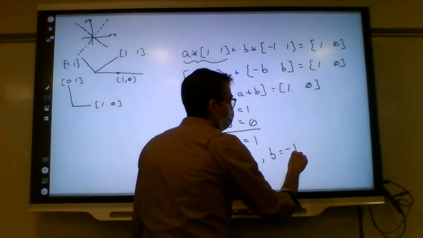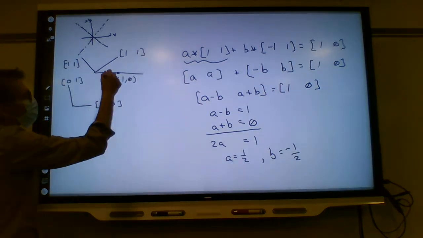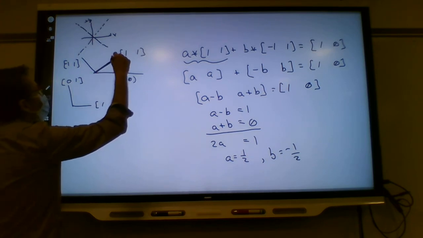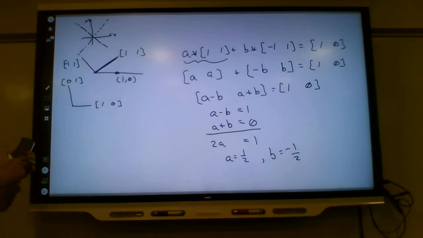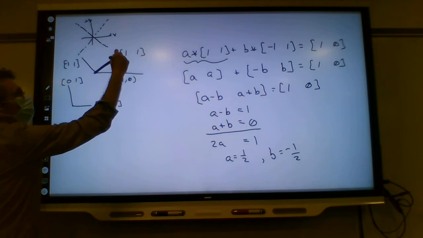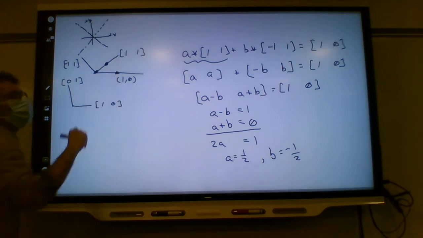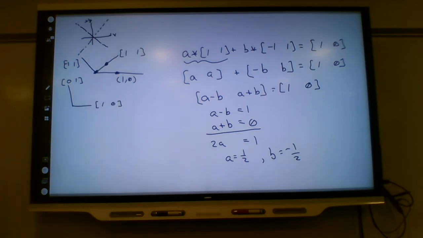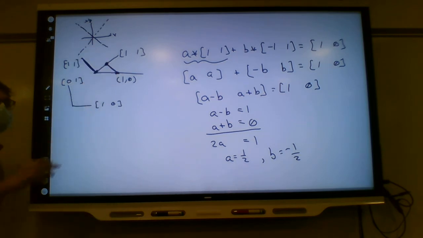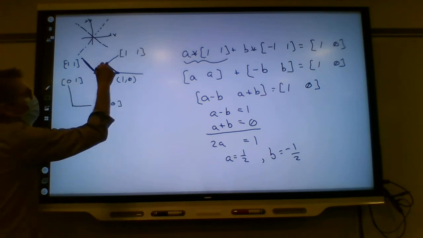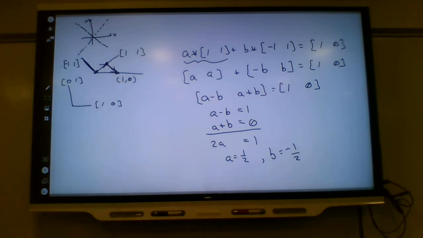B will be negative 1/2. All right, so what does that mean? That means to get to the point 1, 0, we have to go half of the way on this vector. Oh, made that too dark. Have to go half of the way on that vector. And then go half of this vector in that direction, right? So we go this direction, and then half of the opposite direction, right? So we have to go half of that one in that way.